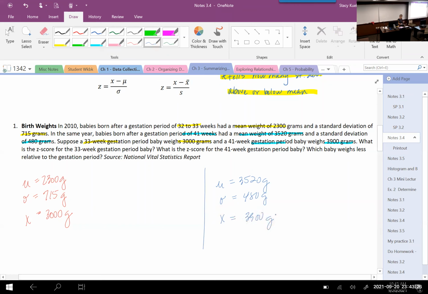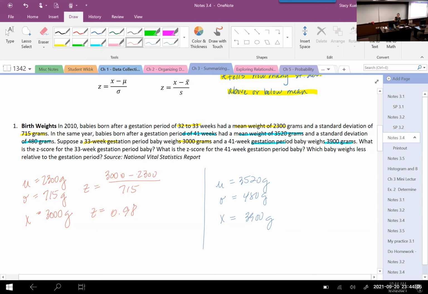Okay, so we want to calculate the z-score for both of these babies. All right, 3,900 grams. So I'm going to come over here and I have my z-score for the preemies. Now remember, the formula says I'm going to take my data point, which is the weight of the individual baby, 3,000, minus the mean for that category of 2,300, divided by the standard deviation of that category. And we want to go to 2 decimal places.